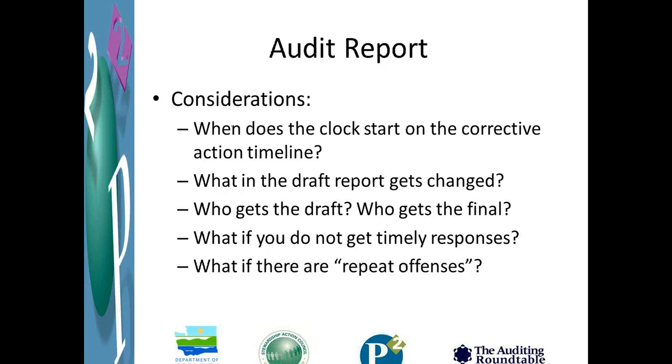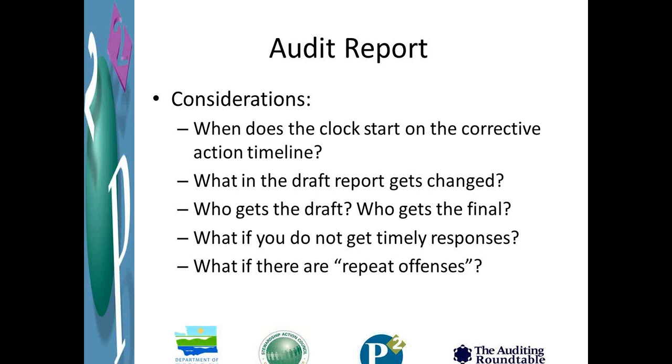Some of the considerations to think about, certainly not just in the report, but hopefully these have been worked out ahead of time in setting up the audit. When does the clock start on the corrective action timeline? Who reviews the draft report, and what can be changed in the draft report? Who's going to get the final copies of it? Suppose you send out the draft report and you don't get responses in a timely manner. What's your mechanism for closing that time frame and getting the report from the draft to the final stage?